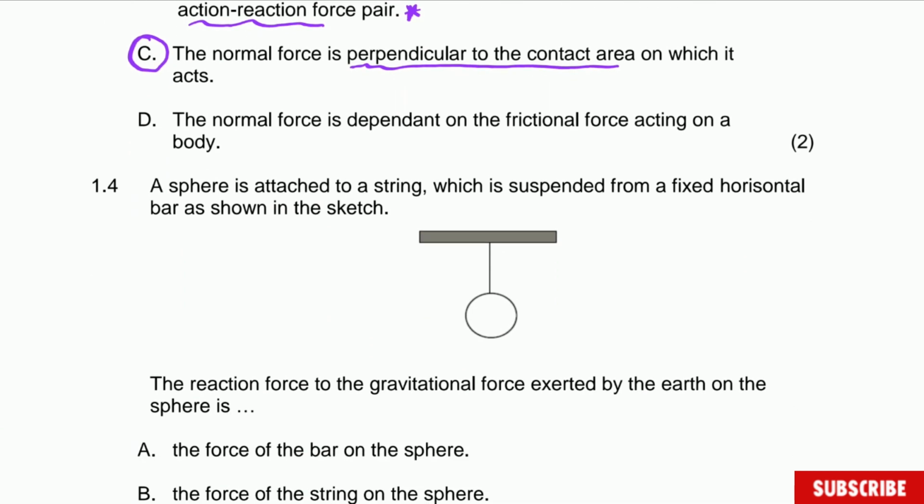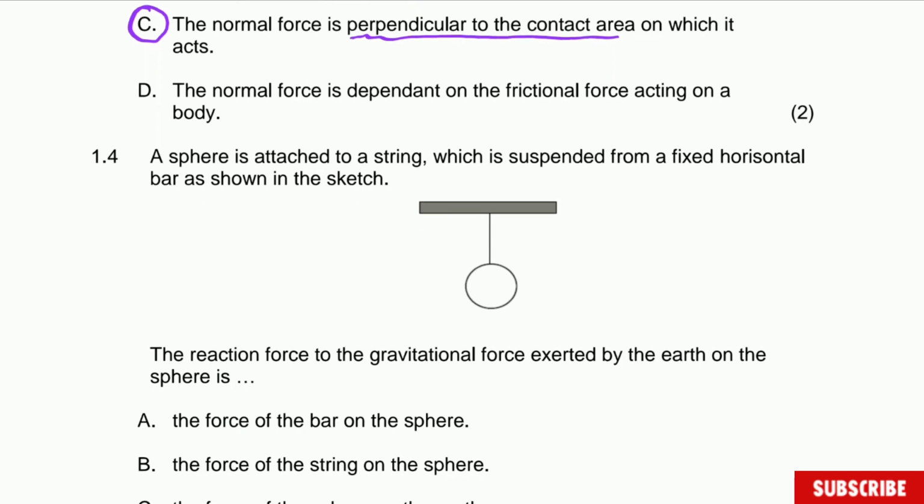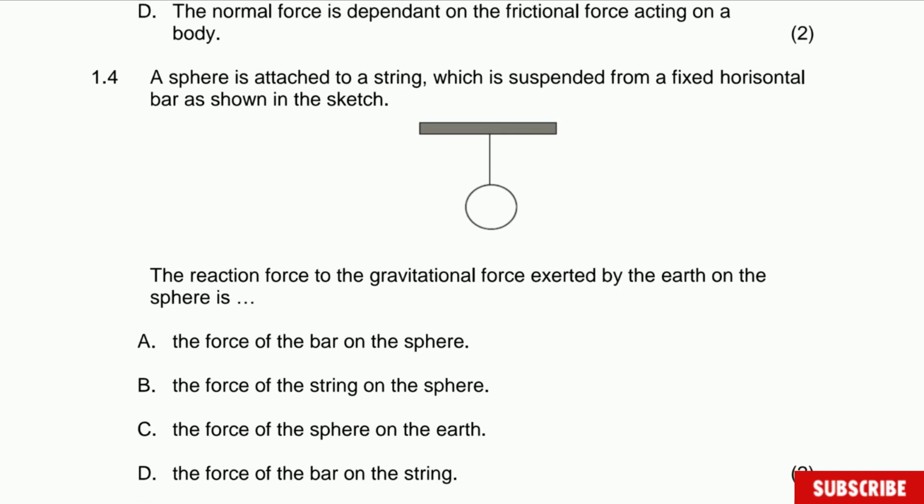Question 1.4. A sphere is attached to a string which is suspended from a fixed horizontal bar as shown in the sketch below. The reaction force to the gravitational force exerted by the earth on the sphere is... Now, the gravitational force on the sphere will be this force here. This is the force of gravity, or in other words, can also be called weight, or you can say the force from the earth on the sphere. That is what they give you here, right? Now, which one is the reaction to that force?